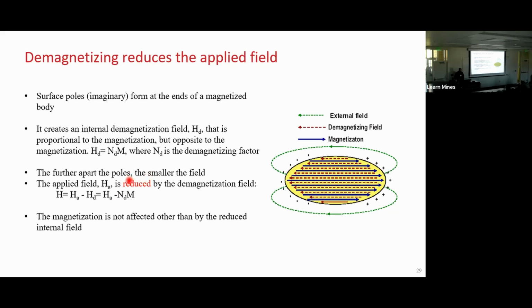So if you have a fixed shape, you can always calculate exactly what the demagnetization factor is, and it is a function of the magnetization. The stronger the magnetization, the worse the shape, and then the worse the demagnetization is.